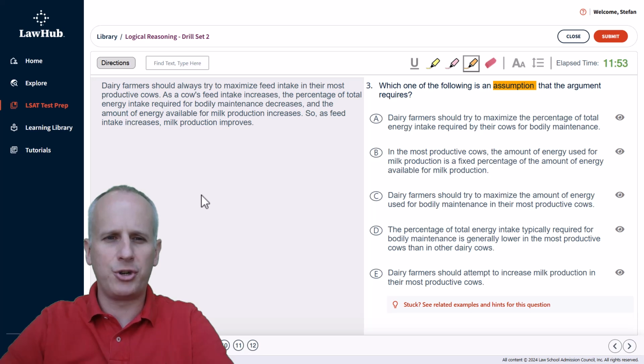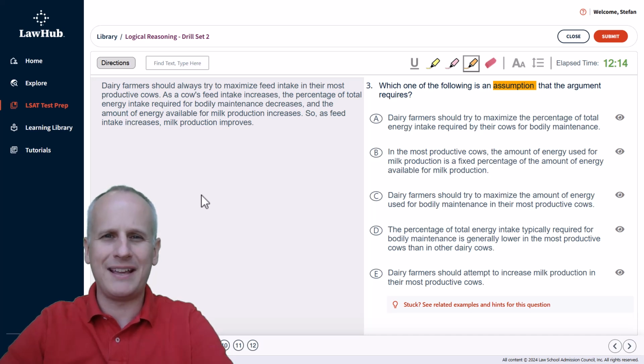Dairy farmers should always try to maximize feed intake in their most productive cows. As a cow's feed intake increases, the percentage of total energy intake required for bodily maintenance decreases, and the amount of energy available for milk production increases. So, as feed intake increases, milk production improves.